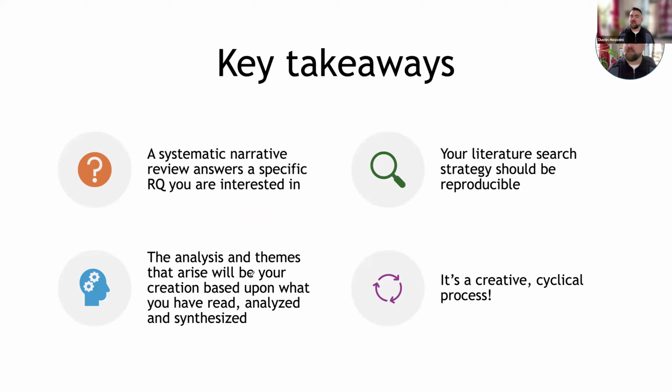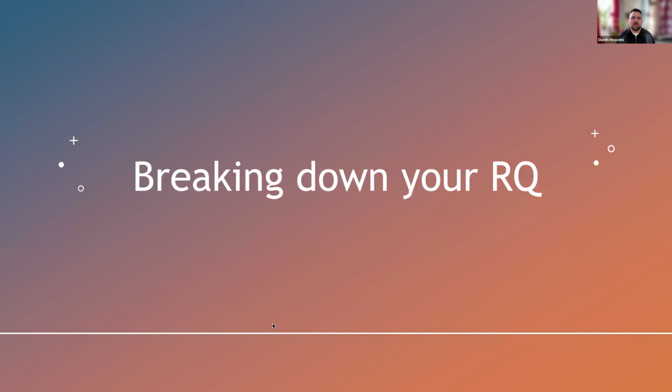So again, takeaways: a systematic narrative review answers a specific question. Your literature search strategy should be reproducible. Now, I'm going to talk about this later, and I'm going to tell you in the session how to make it reproducible, because a lot of students and staff who conduct a systematic narrative review for the first time often find this a bit challenging, especially if they're not used to searching for literature. Then again, the analysis and the themes come from what you create, based upon your research question. So ultimately, it's a very creative, very cyclical process that can be quite rewarding in answering a question.